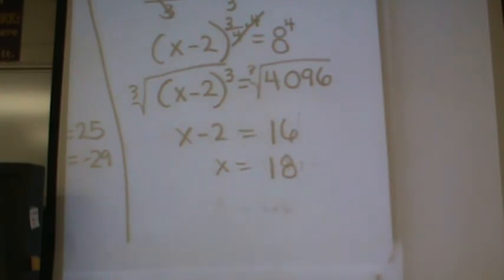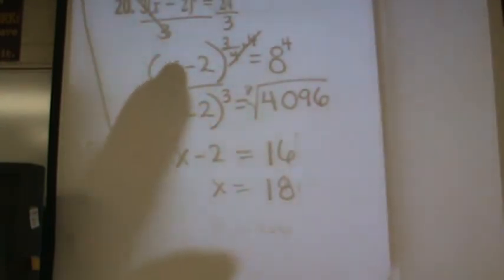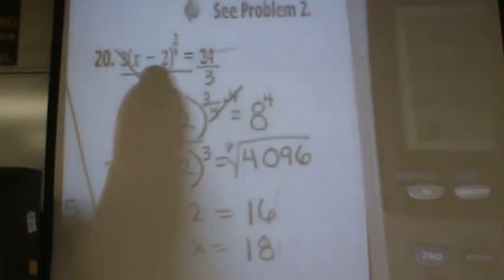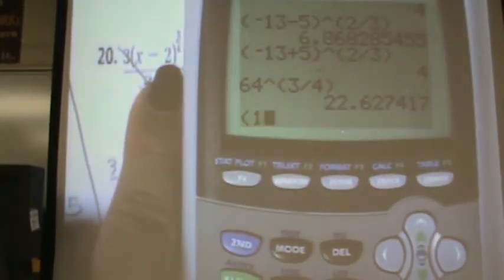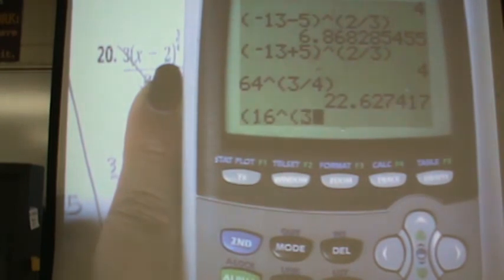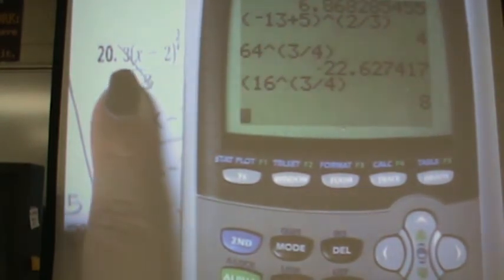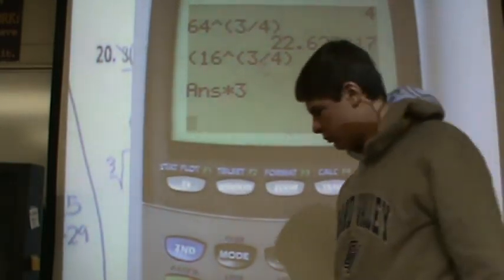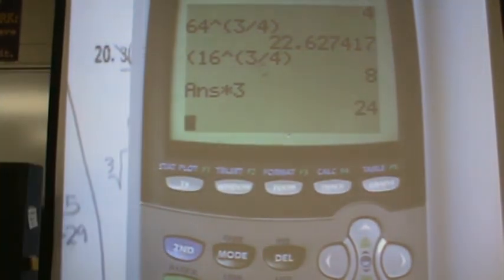So now, let's check it, let's make sure, because now I'm feeling a little unsure. What is 18 minus 2? 16 raised to the 3 divided by 4 power. And then multiply that by 3. And there you go, there's your answer. Miss Audia, that's good.